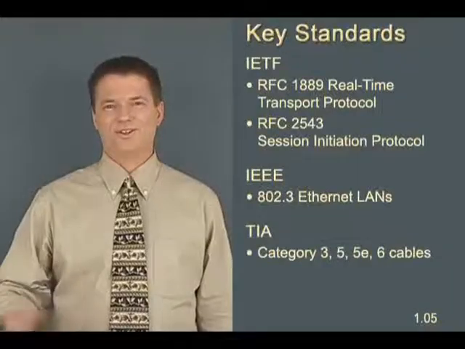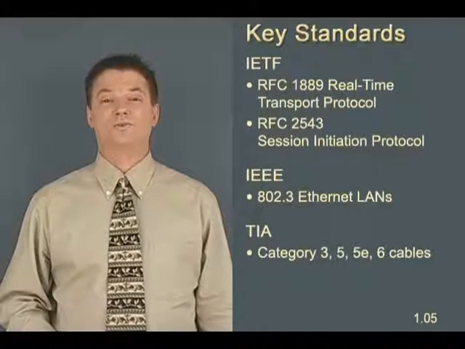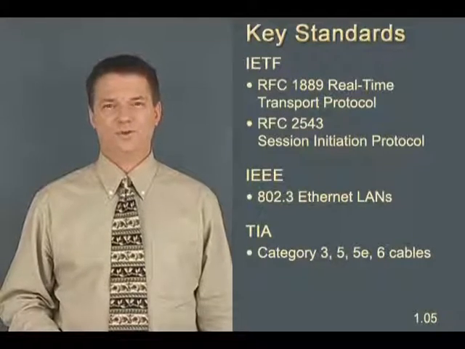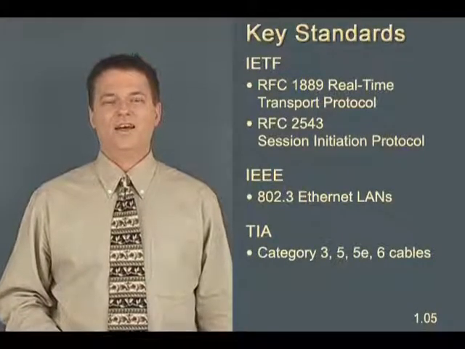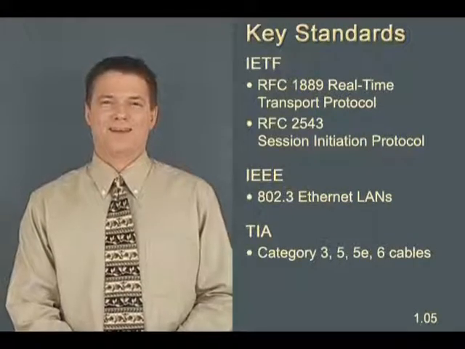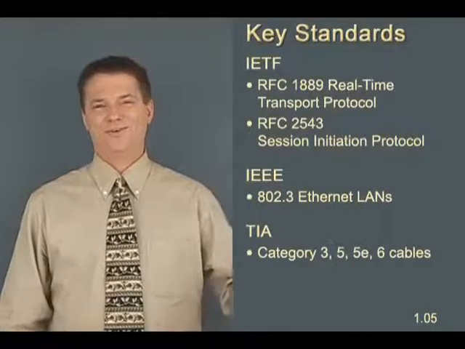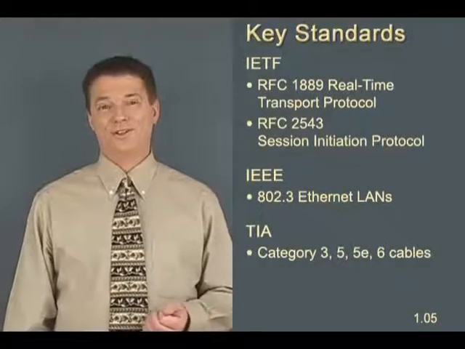Labels for old key telephone systems. Category 3 was for Ethernet, Category 4 was for token ring, and Category 5 was for the future. Well, the future has arrived, and now categories 1 through 4 are obsolete.